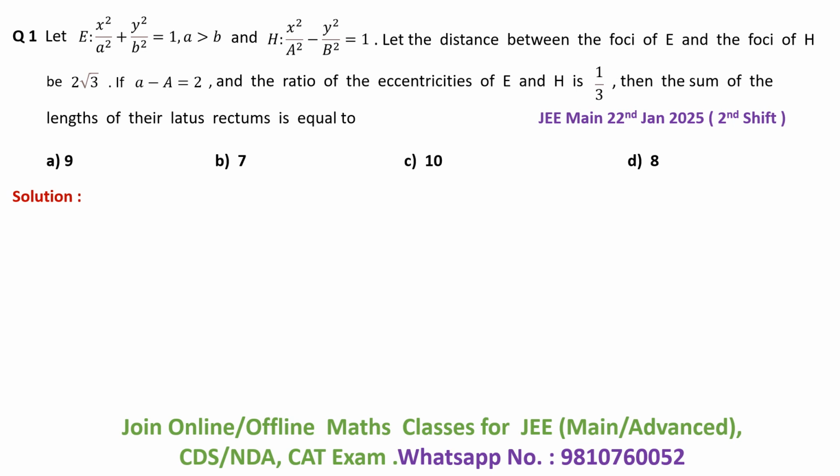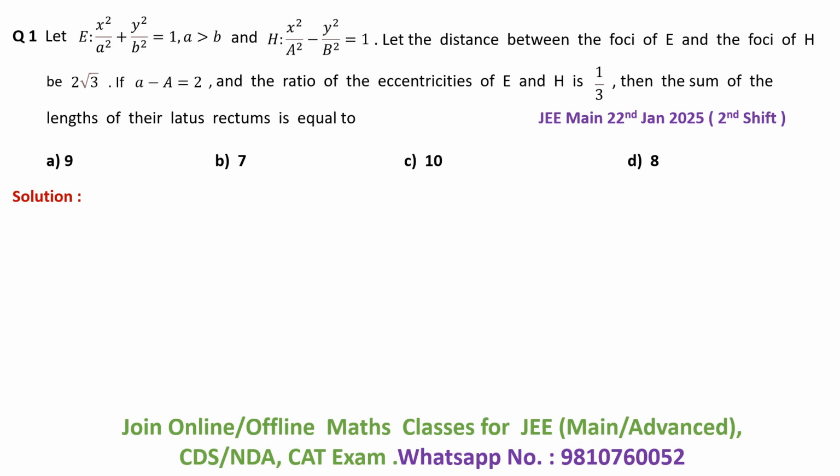Now, this is the first question, and you can clearly see it's a problem based on the topics of ellipse and hyperbola. It says, let E: x square upon a square plus y square upon b square equal to 1, where a is greater than b, and H: x square upon capital A square minus y square upon capital B square equal to 1. Let the distance between the foci of E and foci of H be 2 root 3. If small a minus capital A equal to 2, and the ratio of the eccentricities of E and H is 1 upon 3, then the sum of the lengths of their latus rectums is equal to.